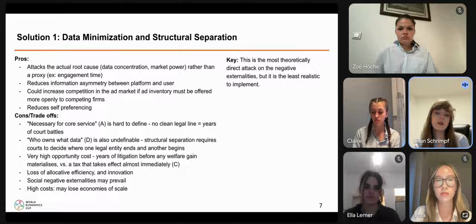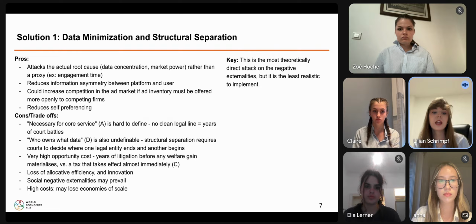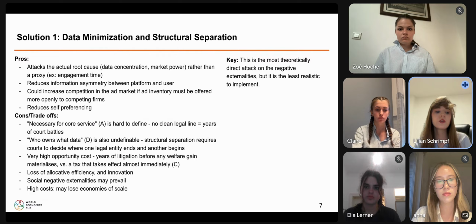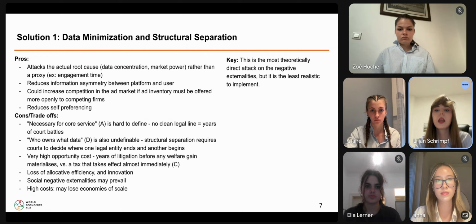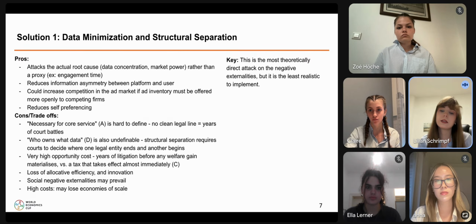There's also a loss of allocative efficiency when the two firms separate, and this means a loss of innovation, which violates one of the constraints that the recommendation must satisfy, which is the first one. So it's a loss of innovation and also leads to high costs, as they lose economies of scale. The social negative externalities may continue to prevail, as addiction and mental health may continue to struggle because social media is still used. So solution one is the most theoretically direct attack on the negative externalities, but is the least realistic to implement.